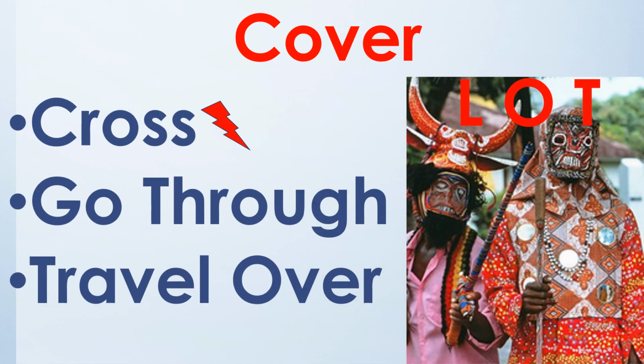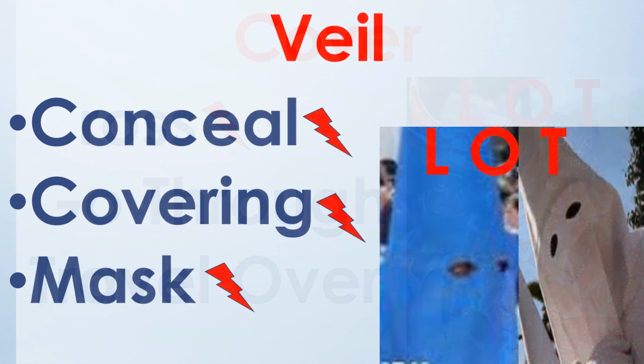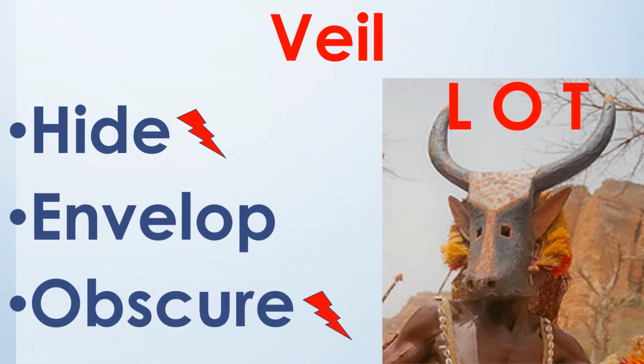Even though this isn't the foundational essence of Lot, you can also have this idea of covering something, meaning to cross something, to go over something, to go through something, or travel over something. And as with cover, you have Lot meaning veil, which again means to conceal, to cover, and to mask. Again, as with that construct of cover, you have veil, and so you have Lot meaning to hide, to envelop, and to obscure.